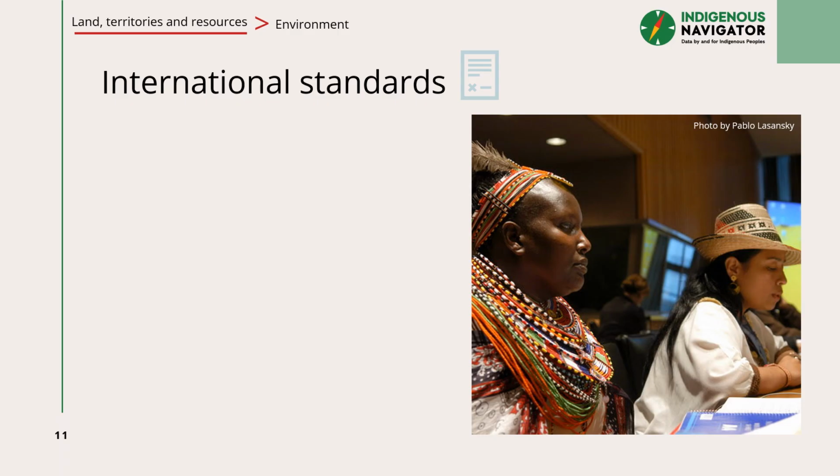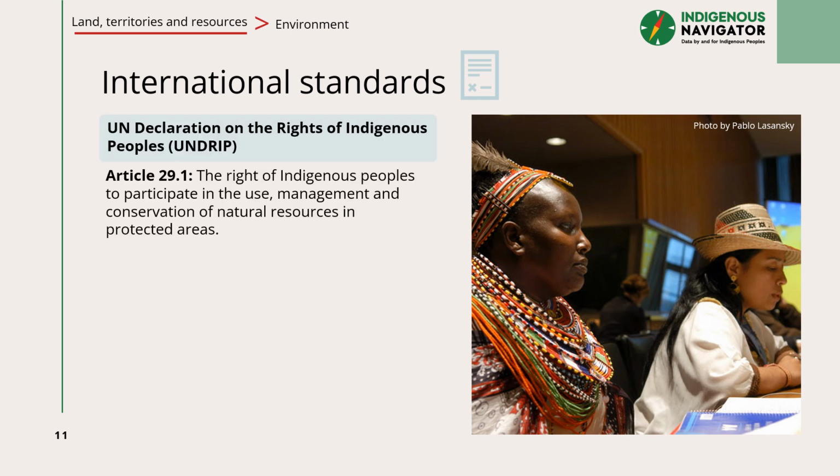This category relates directly to Article 29 of UNDRIP, which sets out the rights of Indigenous people to participate in the use, management and conservation of natural resources in protected areas. For example, in the context of climate change-related measures, carbon sequestration through conservation is often used as a strategy for climate change mitigation. This can put the rights of Indigenous peoples to use, manage, and conserve natural resources in protected areas at risk. These rights are also reinforced in binding standards.